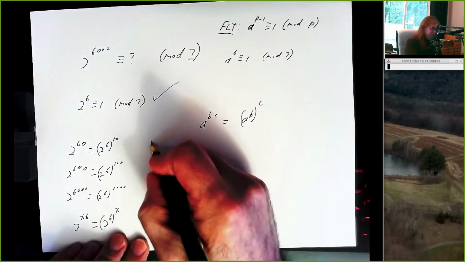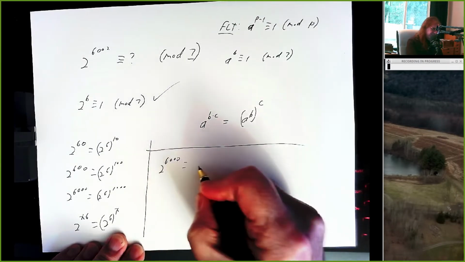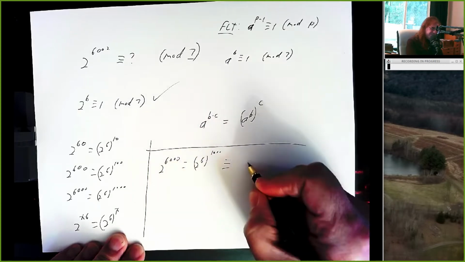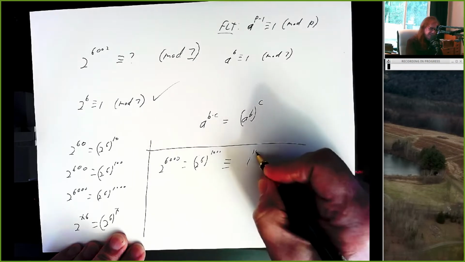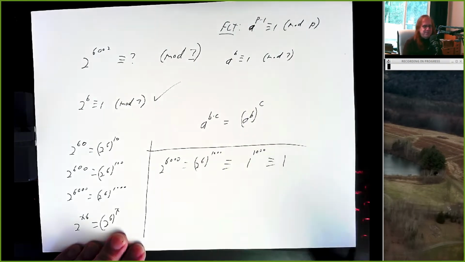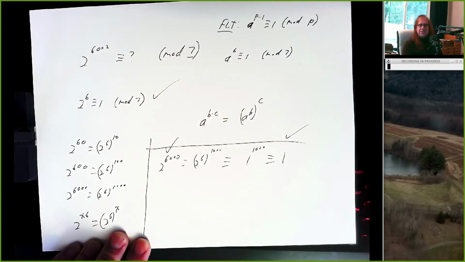It's 1. It's 1, right? Exactly. So 2 to the 6,000th is 2 to the 6th raised to the 1,000th, which is congruent to whatever 2 to the 6th is, raised to the 1,000th, and 1 to the 1,000th is just 1. It's 1 multiplied by itself 1,000 times. And so we just leapfrogged all the way up to 2 to the 6,000.